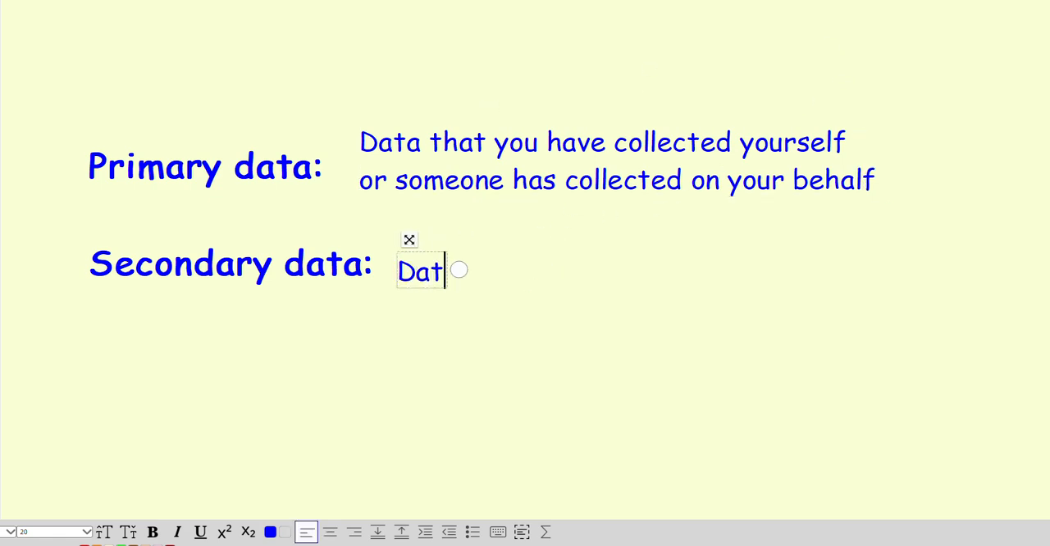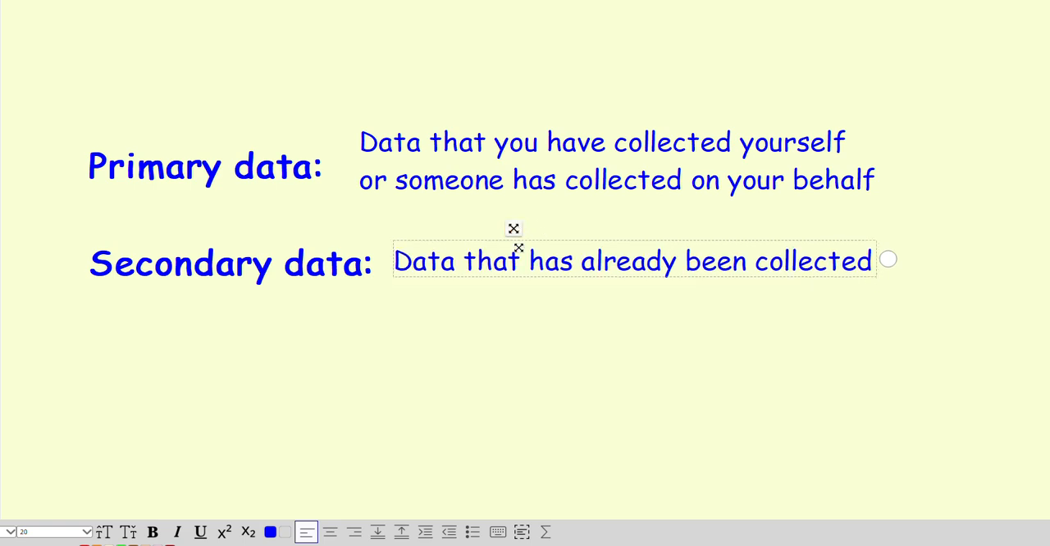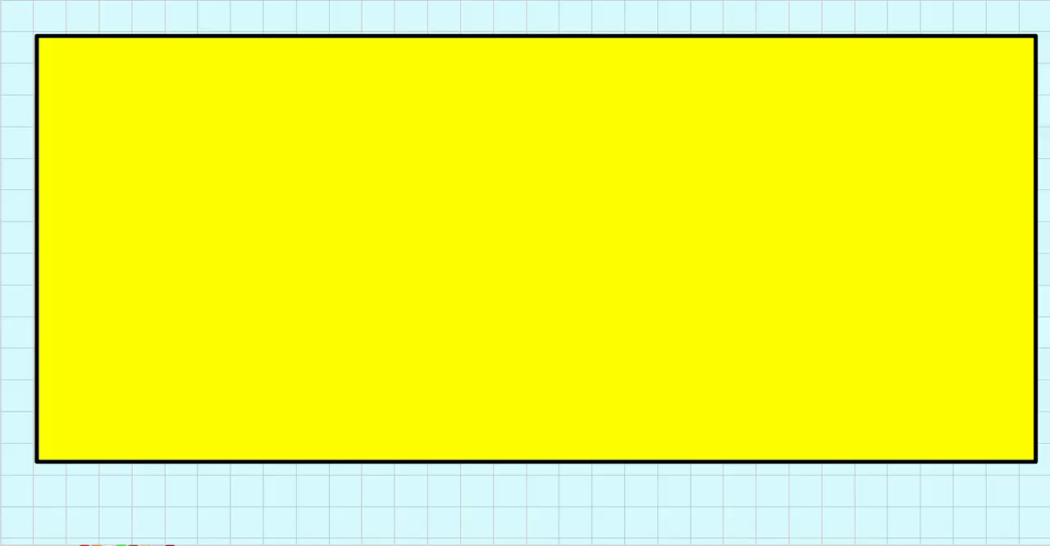And then secondary data is data that has already been collected. So, for example, if you wanted to find the previous weather patterns for the last 30 years on a particular day in March, you would look that data up on the internet, unless you happen to know someone who has been collecting that data for you for the past 30 years, okay? So, data that's already been collected, data that you're looking in books or finding on the internet.